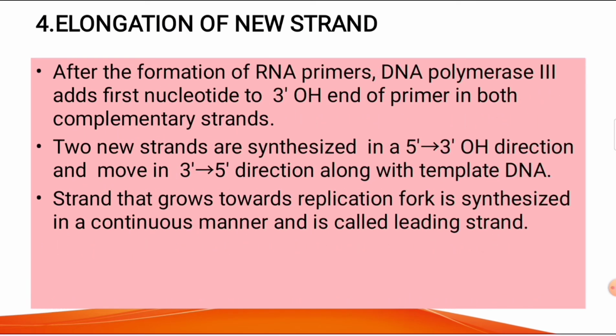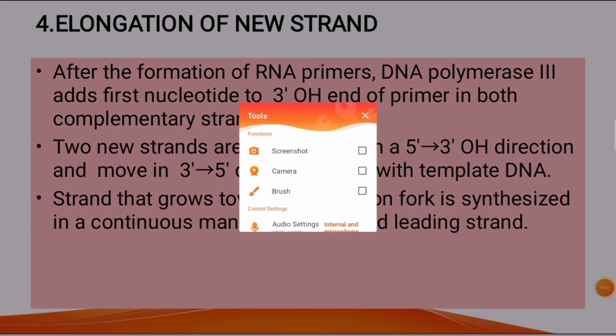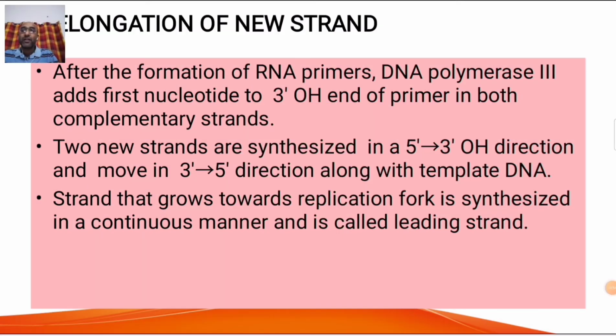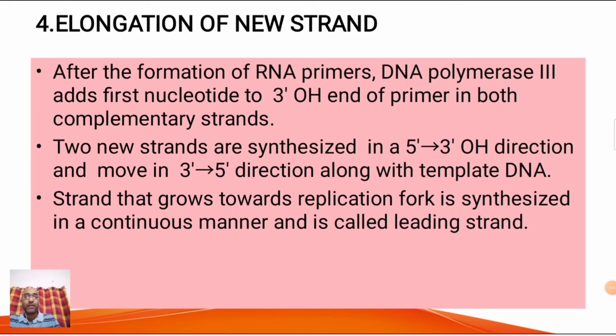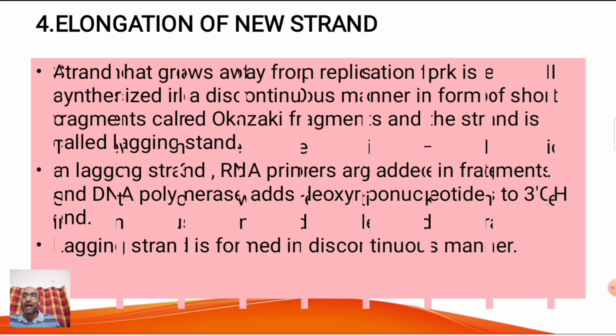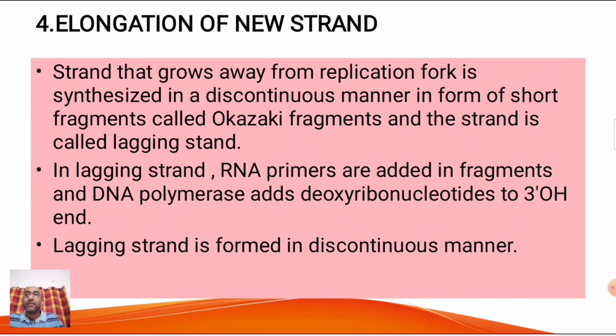Okay. So, the strand that grows towards the replication fork is synthesized in a continuous manner, and that is called the leading strand. I have already told you why it is synthesized this way. Then the strand that grows away from the replication fork is synthesized in a discontinuous manner in the form of short fragments, called Okazaki fragments. And the strand is called the lagging strand.